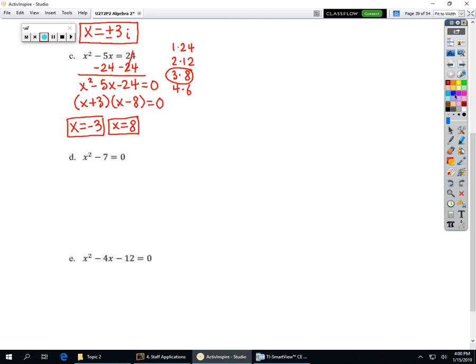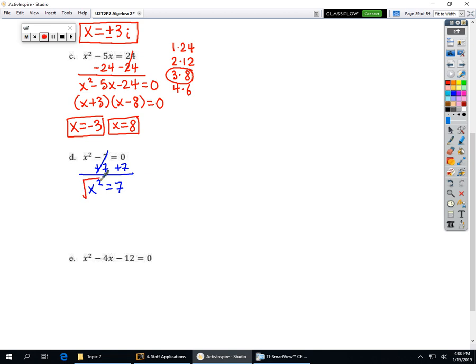All right, next one here. I got x squared and a number. x squared and a number means I can use square roots. So move the 7 to the other side by adding it to both sides. x squared equals 7. Well, this one's nice and pretty. There's no weird negatives in the way.